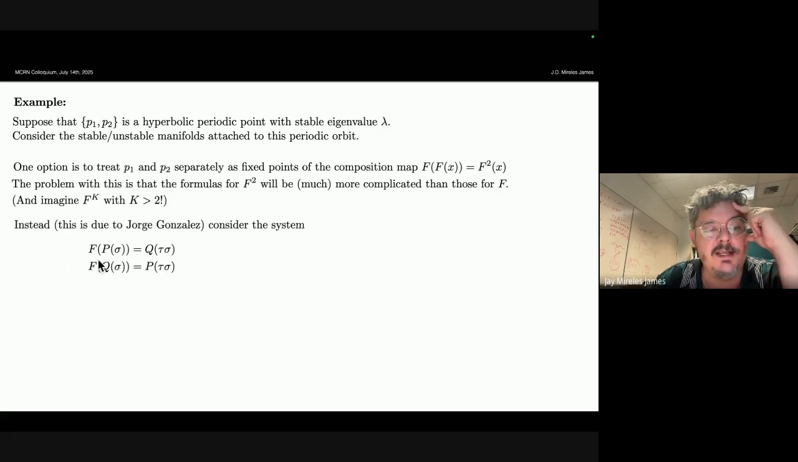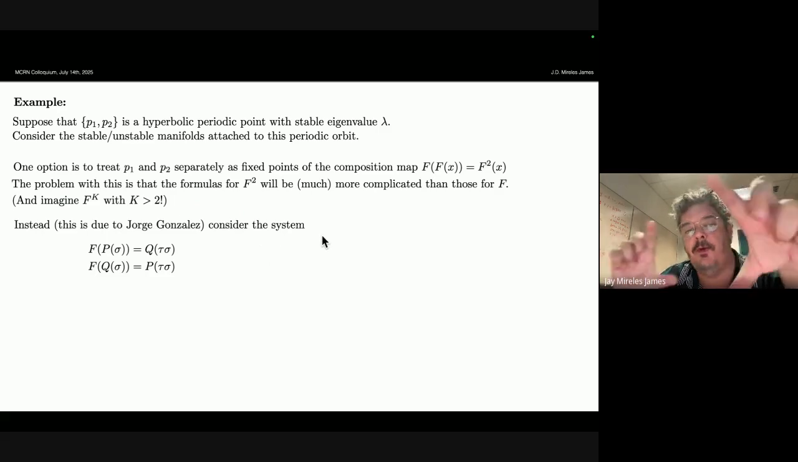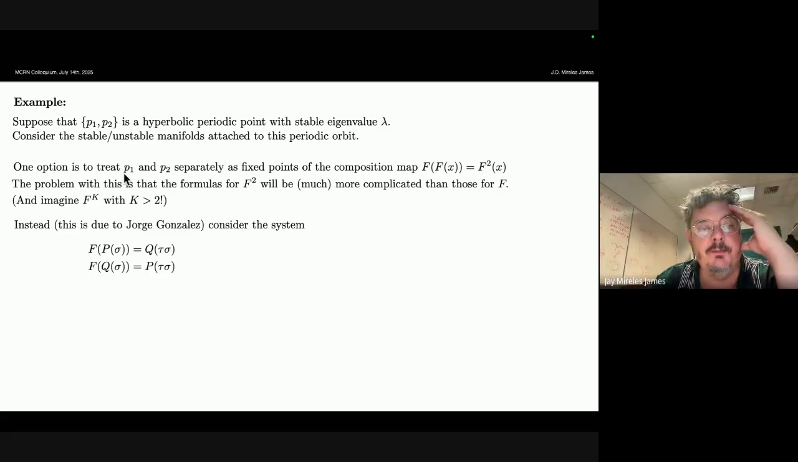But so the idea is you could try to parameterize at the same time the manifolds attached to, say, P1 and P2. And so you would have an arc parameterized by P and an arc parameterized by Q. And those P and Q solve a system of functional equations, so that F of P should put you on Q, but if you're using sigmas to parameterize both arcs, then you should now have moved by this linear term.